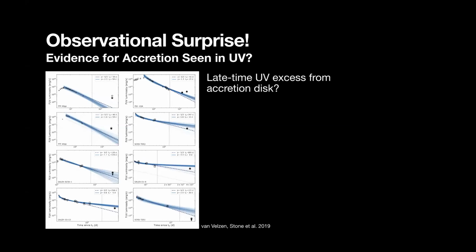And another thing is that at very late times there is evidence for excess UV emission hundreds of days or even more after the event. So what you're seeing here are several events, and you're seeing this t to the minus 5/3 expected decline, and then you're seeing a late time point that in some cases is much higher than that expected decline. And the interpretation there is that this is evidence for an accretion disk lasting out to late time.